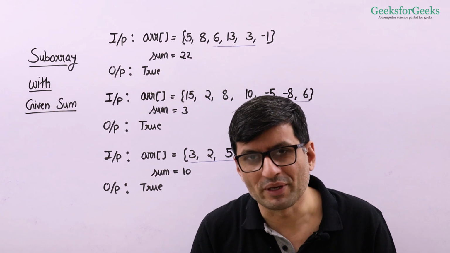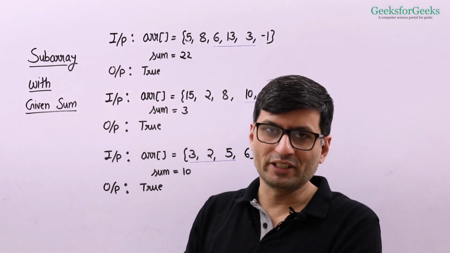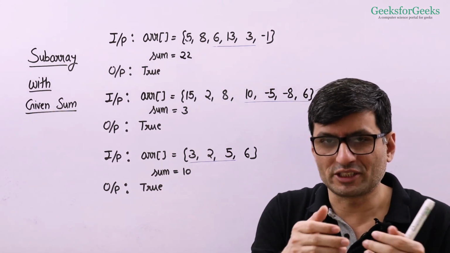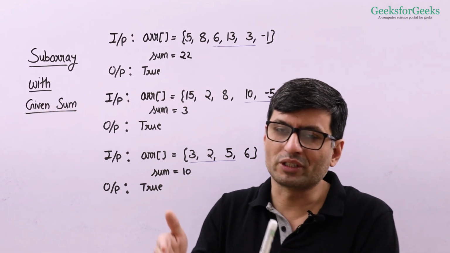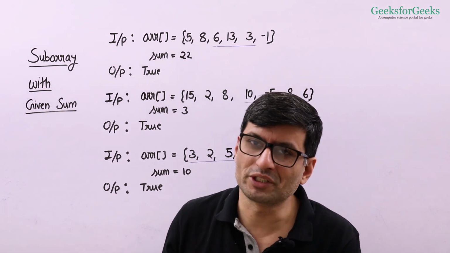The idea of this naive method is going to be simple. We are going to consider every sub-array, and for every sub-array we are going to find out the sum, and then we are going to check if the current sub-array sum is equal to the given sum or not. So please pause this video and code the naive solution yourself.